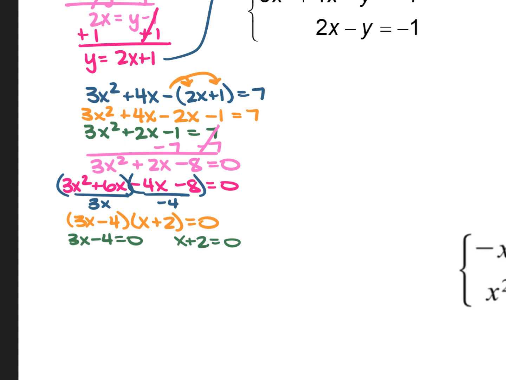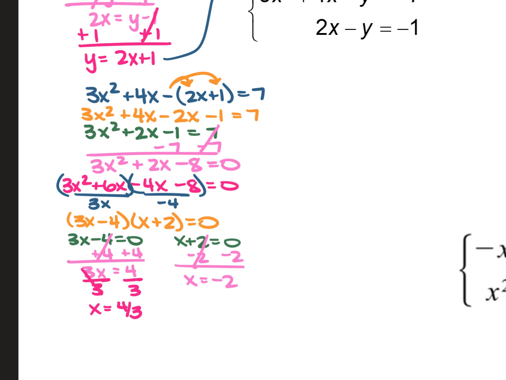For the 3x minus 4 is equal to 0, we're going to add the 4 over. That gives us 3x is equal to 4. Then we're going to divide each side by the 3, and we have that x is equal to 4/3. For the x plus 2 is equal to 0, we subtract the 2 over, and we get that x is equal to negative 2.